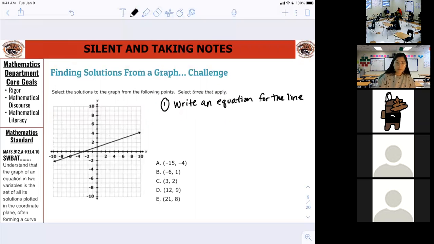And we know how to do this because we've been doing it for a couple of weeks now. In order to write an equation for this line, what are the 2 values I need to figure out? The slope and the y-intercept. Good, the slope and the y-intercept. So I want you guys to see if you can do that on your own.